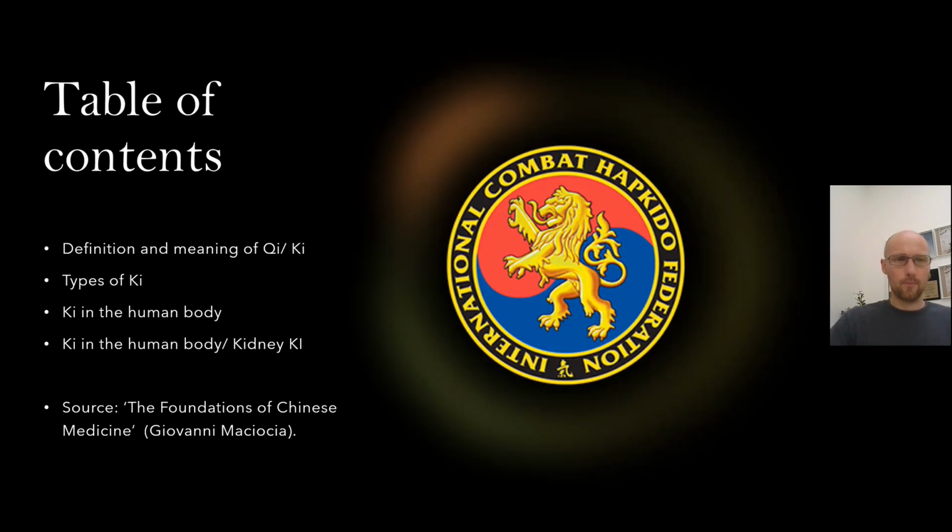So the table of contents today is the definition and meaning of qi, ki. I want to talk about types of qi and qi in the human body, where it's stored. And that will be it for today.